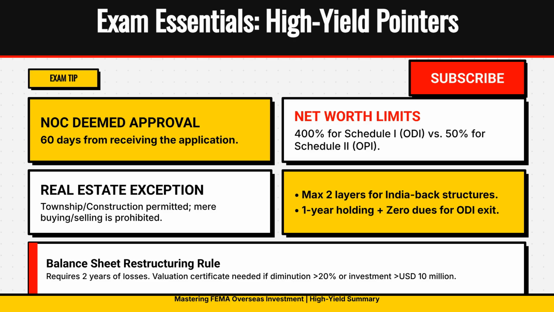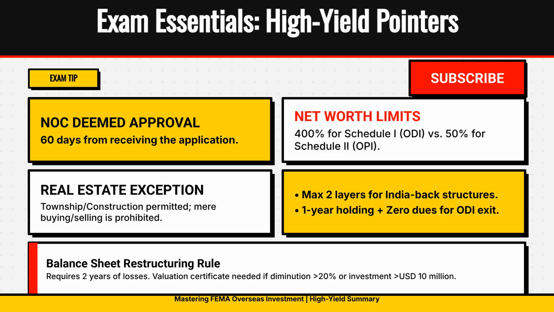Distinguish clearly between the 400% ODI limit and the 50% OPI limit. Do not fall into the real estate trap. Construction and township development are allowed, while pure buying and selling activities are prohibited. Remember the maximum 2-layer restriction for India-backed investment structures.